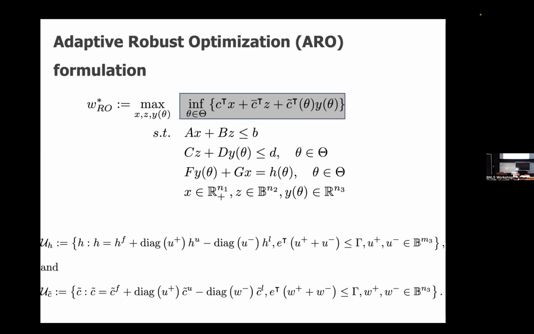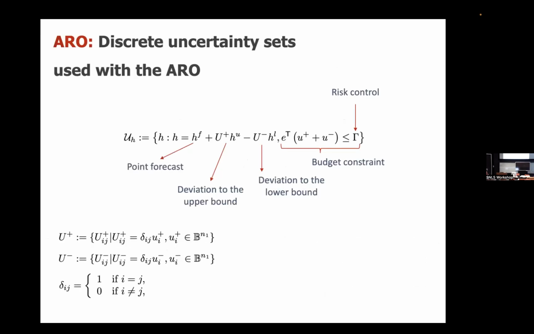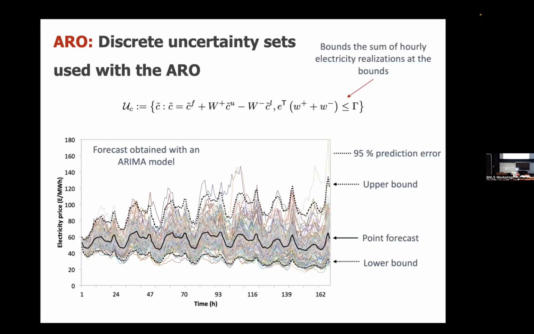So let me see if I give you a better example on this. So this is the point forecast, upper deviation, lower deviation. And there is a parameter here that is the risk control, that you can constrain the number of deviations from the point forecast. So if you are very risk averse, you assume that you may have lots of deviations and you want to take your decisions that maximize the profit, considering that the deviations may be large.